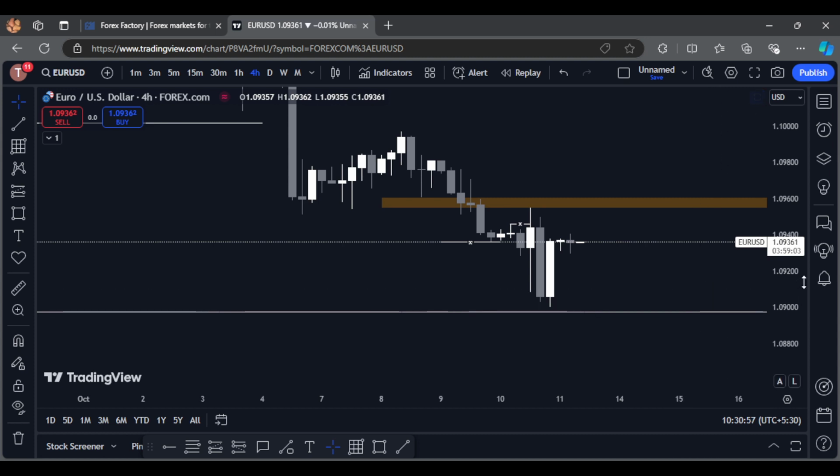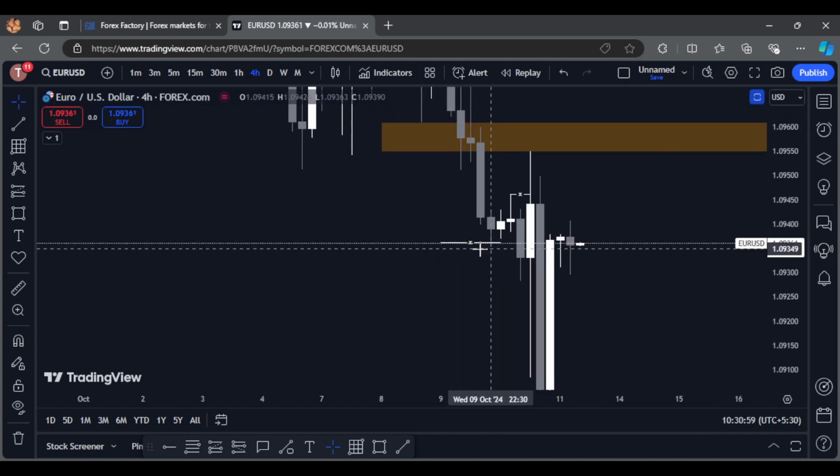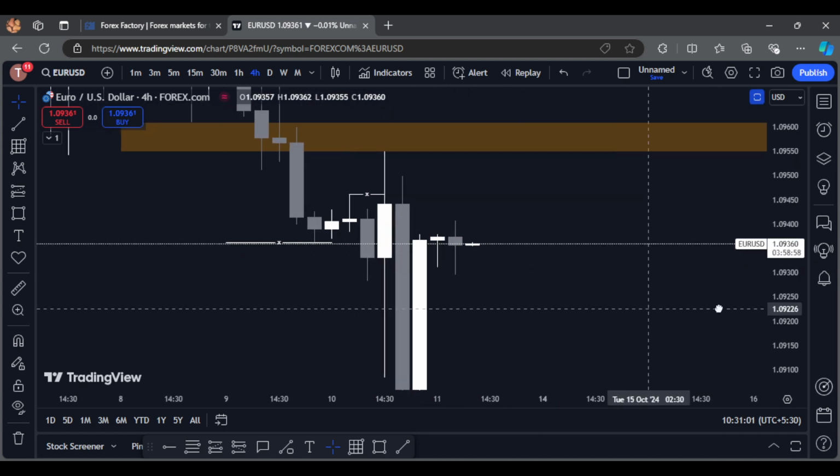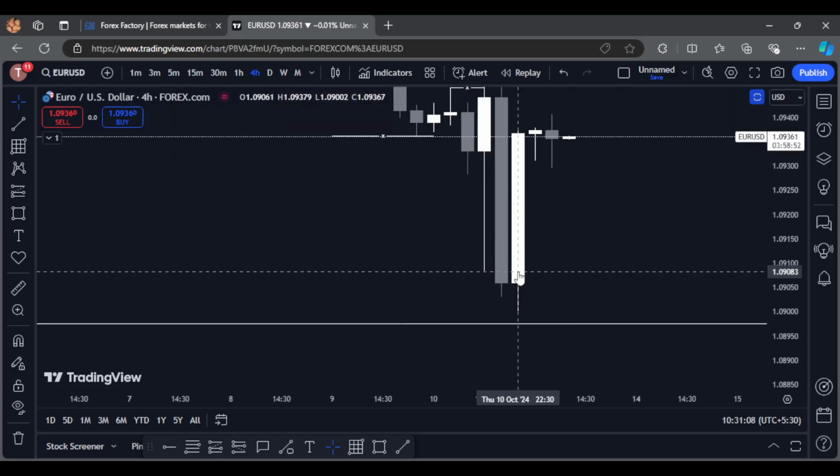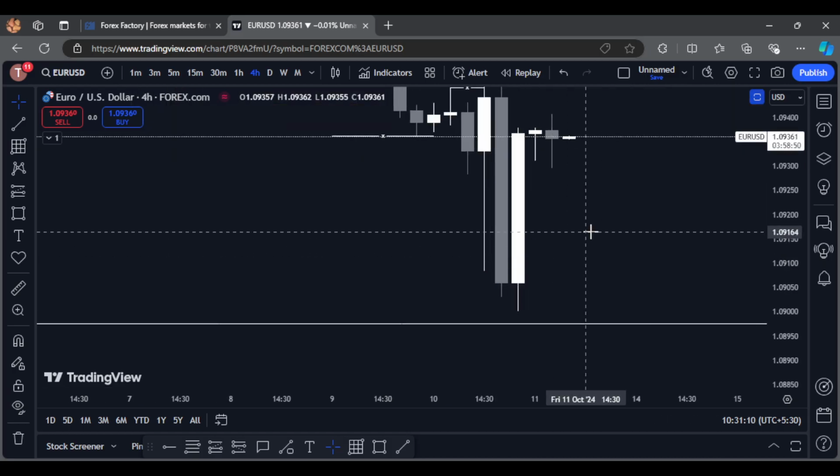As we move to the 4 hours, we can see that this was the daily sweep, but currently into the 4 hours, we can see that after taking the price swing high, the price moved into the downward side and we get a close below it.